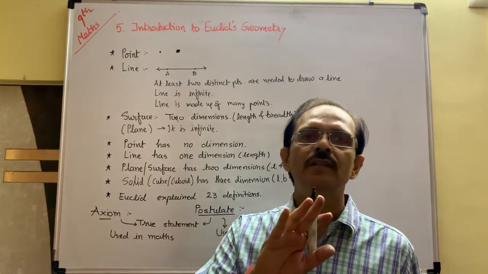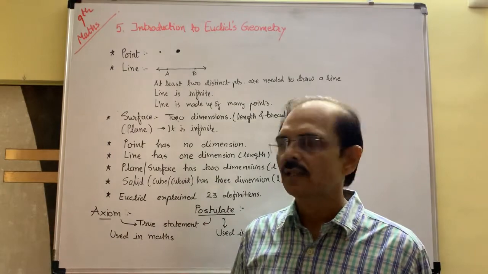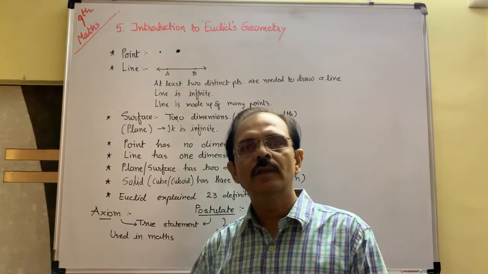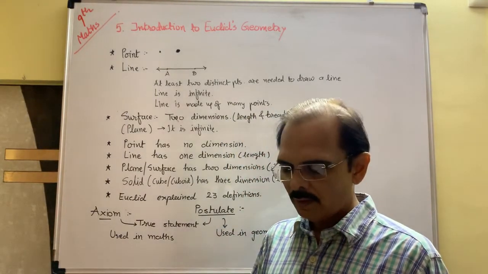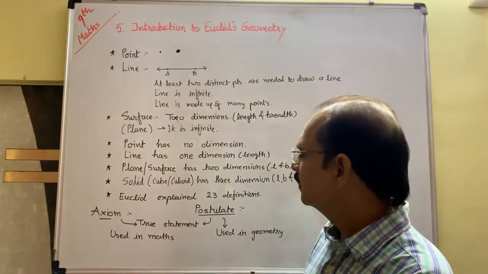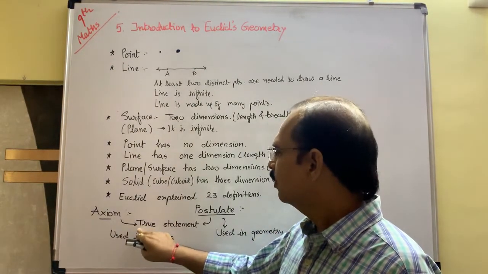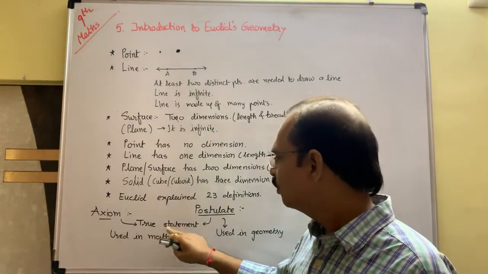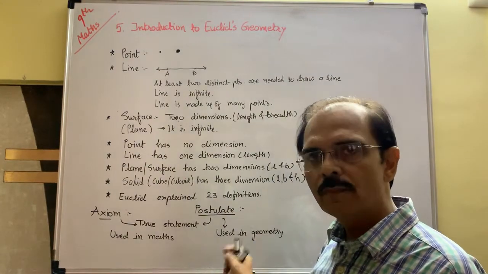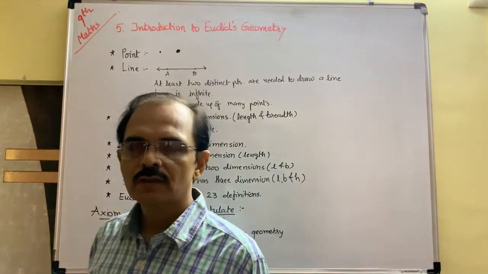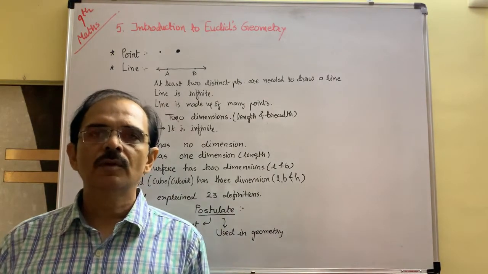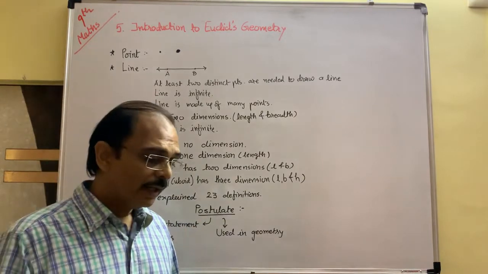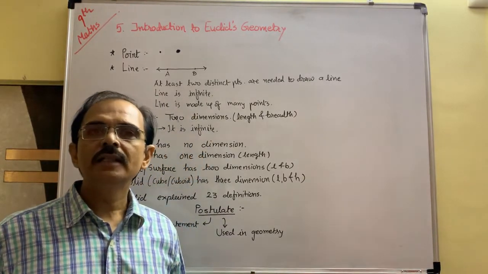This is for our convenience. This is not for Euclid's convenience. Euclid said that both are true statements. So he used the words axiom and postulate for each other. Right? So you have to remember that for us, the true statement which is used in mathematics is called axiom, and the true statement which is used in geometry is called postulate. Right? As for example, sum of the angles in a triangle is 180. This is postulate. Both axiom and postulate do not need proof.